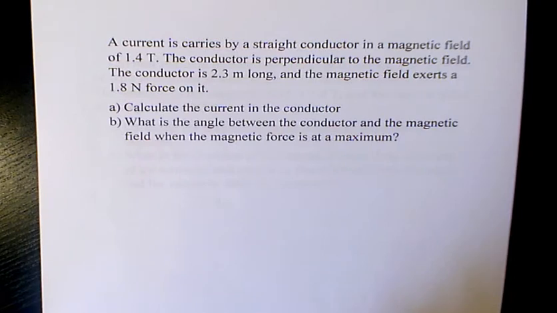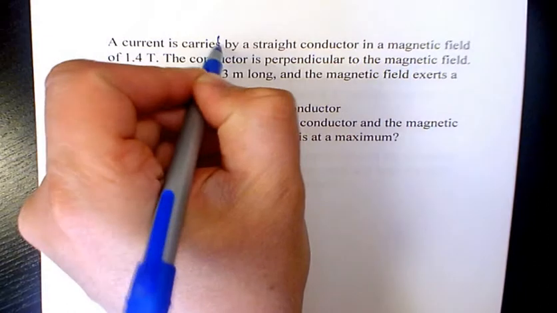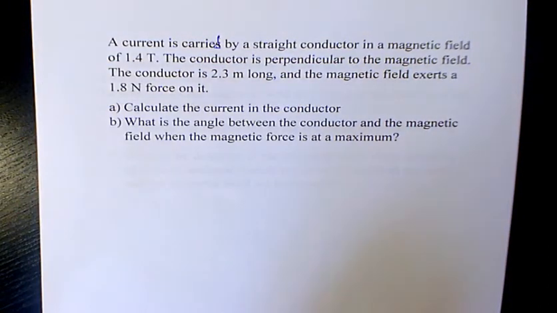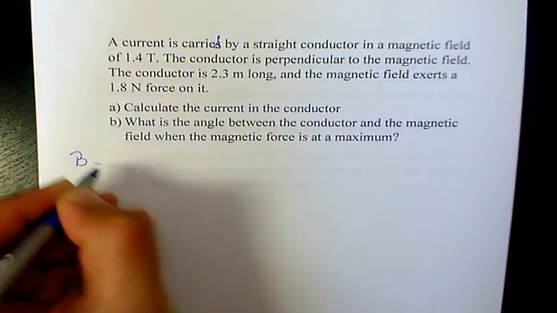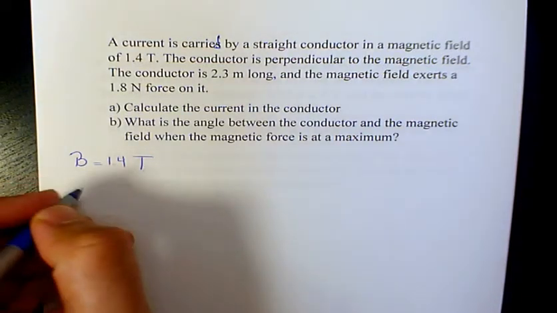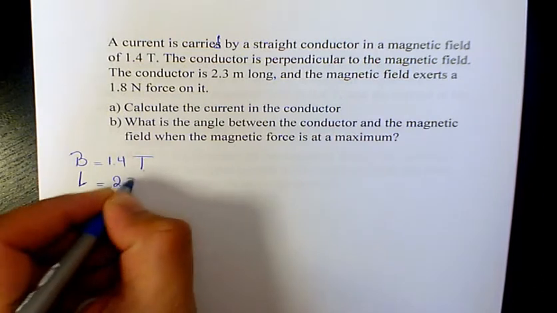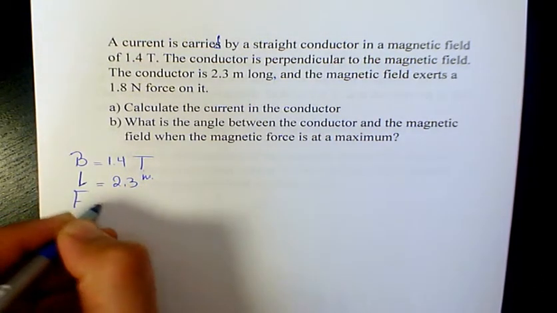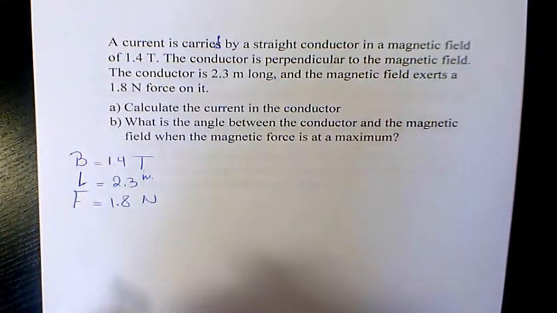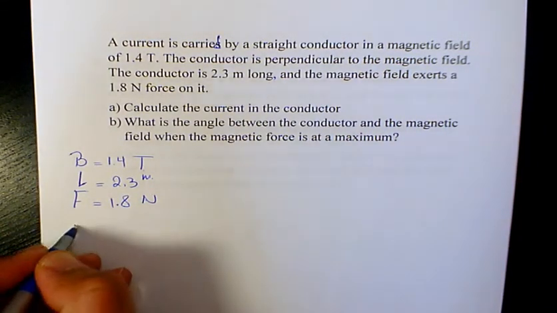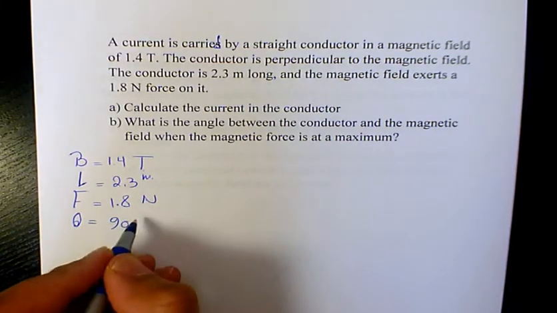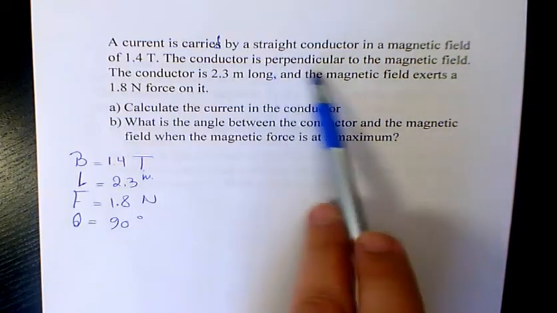Now in the next example, a current is carried by a straight conductor in a magnetic field of 1.4 Tesla. The conductor is perpendicular to the magnetic field, and the conductor is 2.3 meters long. And the magnetic field exerts 1.8 Newton force on it. So let's write down the information. B, which is magnetic field strength, is 1.4 Tesla. The conductor is 2.3 meters long. Force is 1.8 Newton. And the angle between magnetic field and electric current is 90 degrees because it says perpendicular.